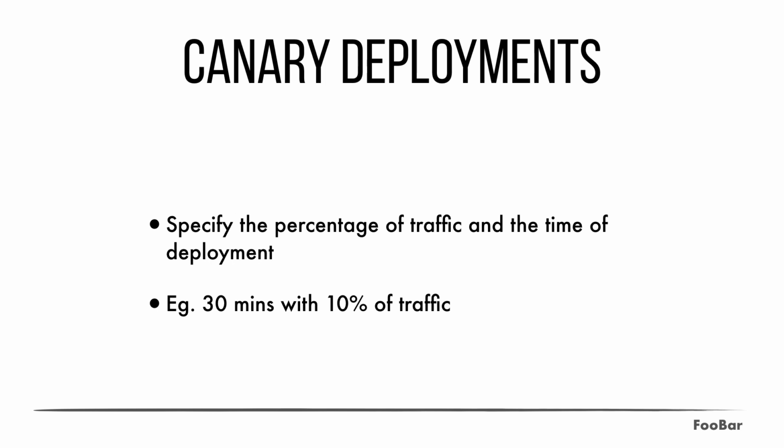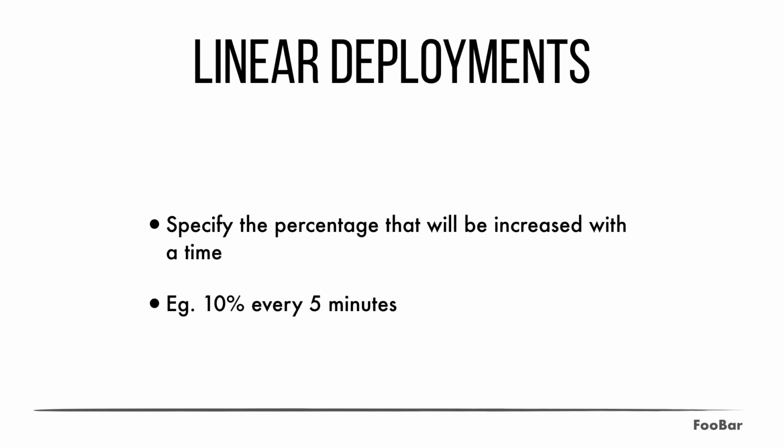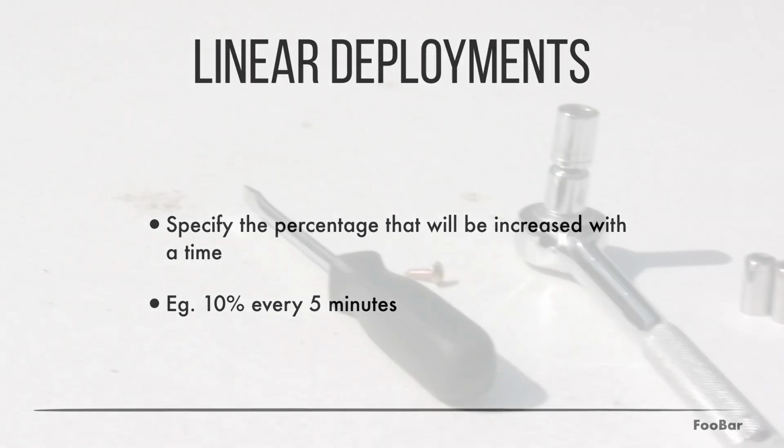This means that during the 30 minutes we will have 10% of the traffic, and after that time passes, then the 90% of the traffic will be shifted. In linear deployments, we are changing the amount of traffic split to the new version incrementally, according to a percentage that is provided when configured. So we can say that we want to increment the traffic by 10% every 5 minutes. So our deployment will last for 50 minutes, and little by little the amount of traffic that will be shifted to the new version will increase.